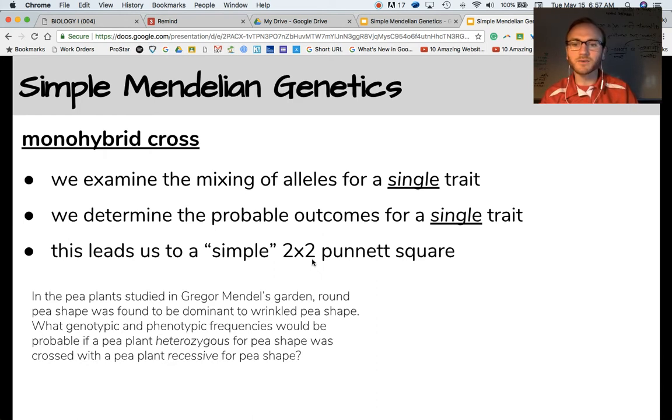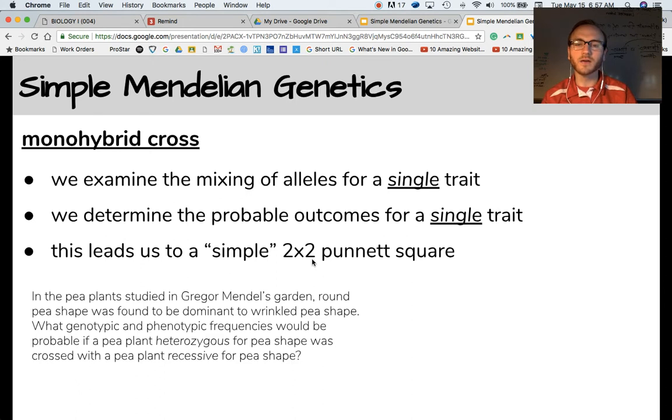In the pea plants studied in Gregor Mendel's garden, round pea shape was found to be dominant to wrinkled pea shape. And then the question asks, what genotypic and phenotypic frequencies would be probable if a pea plant that is heterozygous for pea shape was crossed with a pea plant that is recessive for pea shape? And you'll notice that I didn't give you anything specifically in that question. What I didn't specifically give you were the genotypes for the plants. Instead, I gave you those terms that are going to be important for you to understand.